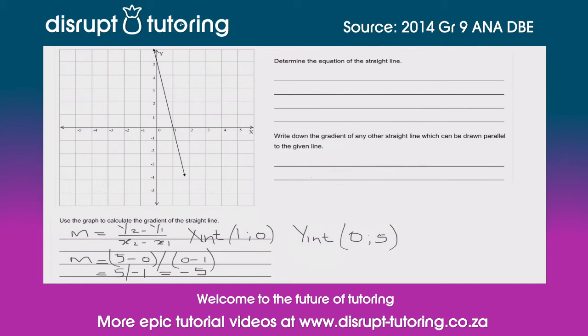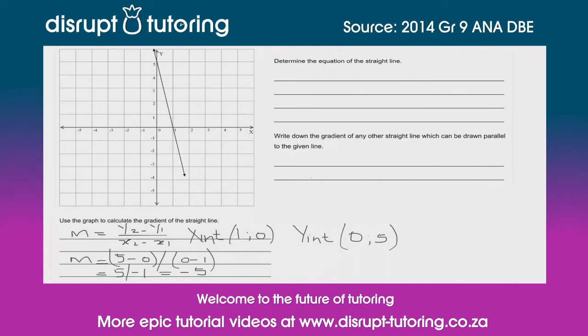So minus 5, if we think about what it means, is a very, very steep down slope, and that's exactly what we have. Remember it's rise over run, so we move 5 units down and 1 to the right. So we can see that we're probably correct.